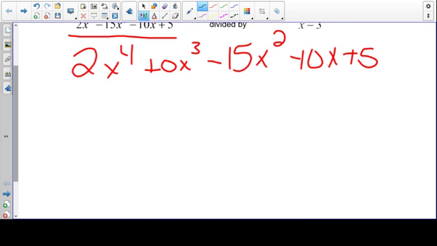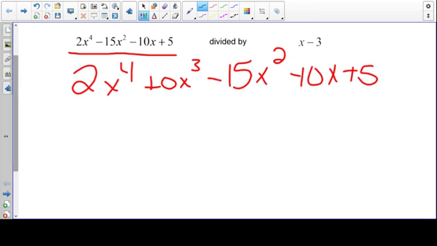So now that we've rewritten our problem in order, what we're going to do is take a look back at what we're dividing by. We're dividing by x minus 3. So I'm going to go ahead and change that minus 3 into a plus. I'm going to do the opposite of what I see. So I'm going to take that number and I'm going to put it into the coefficients.